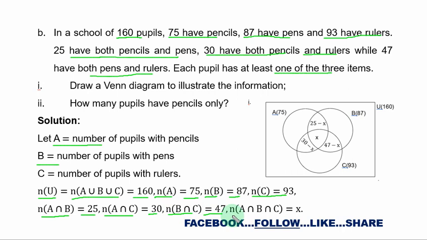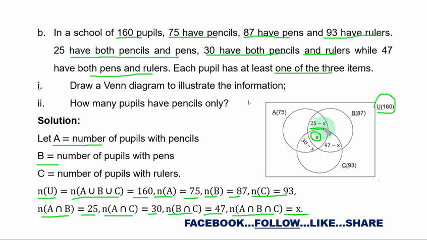The intersection, that is, the number of pupils that have all three items in common, is unknown. Let's denote that with S. So this is the Venn diagram. The rectangle denotes the universal set. You have three subsets. Now this is the intersection, this is the intersection.